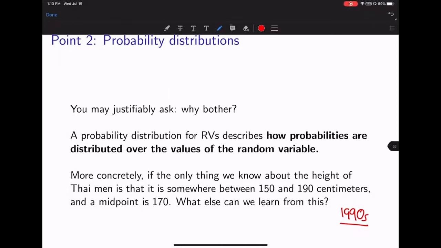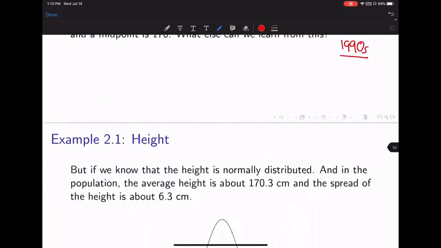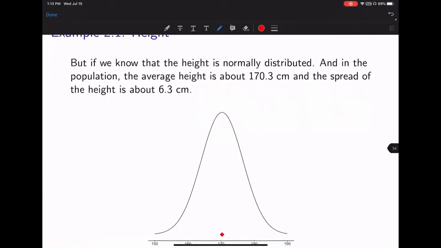But if we know that the height of Thai men is normally distributed, that the height follows a normal distribution, we can actually go beyond these three data points, and we can do much more than just reciting 150, 170, 190. What else can we do if we know that the height is normally distributed?